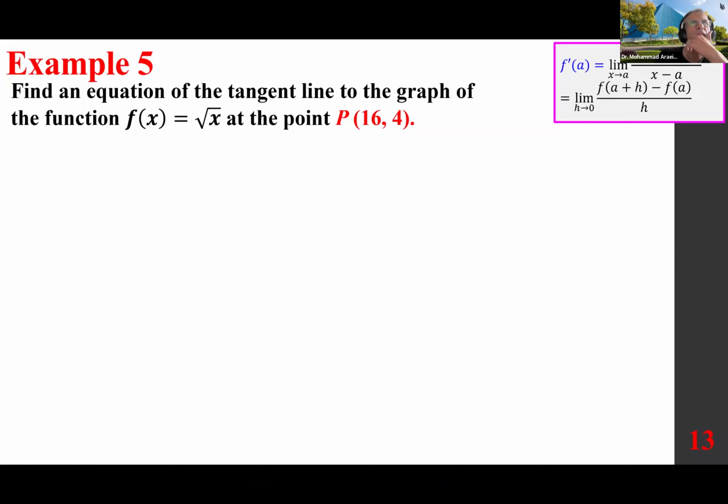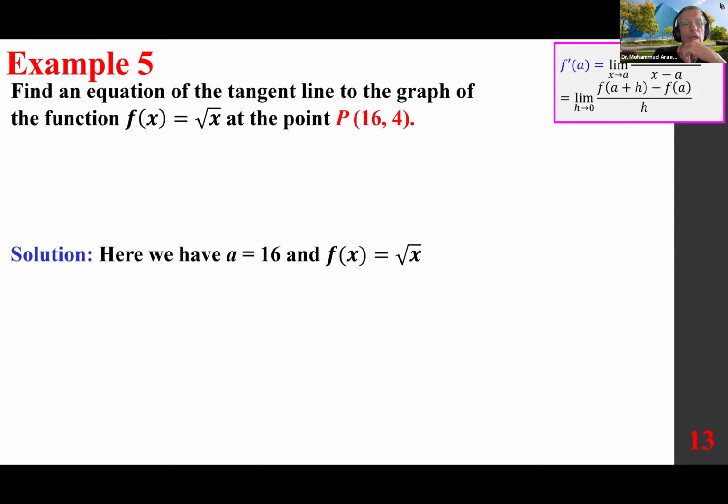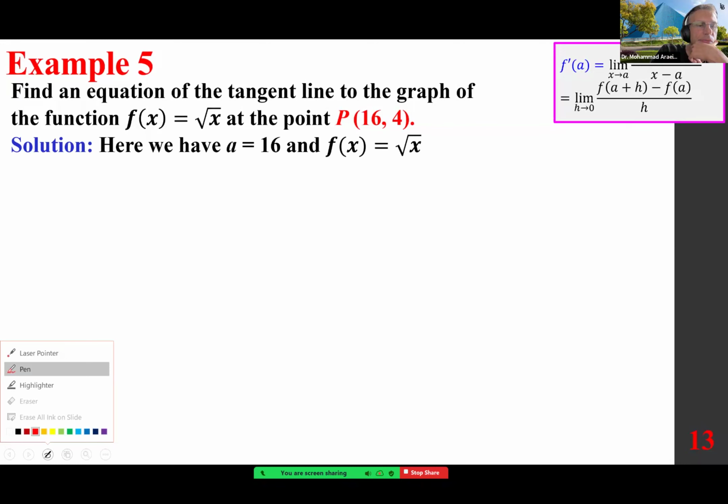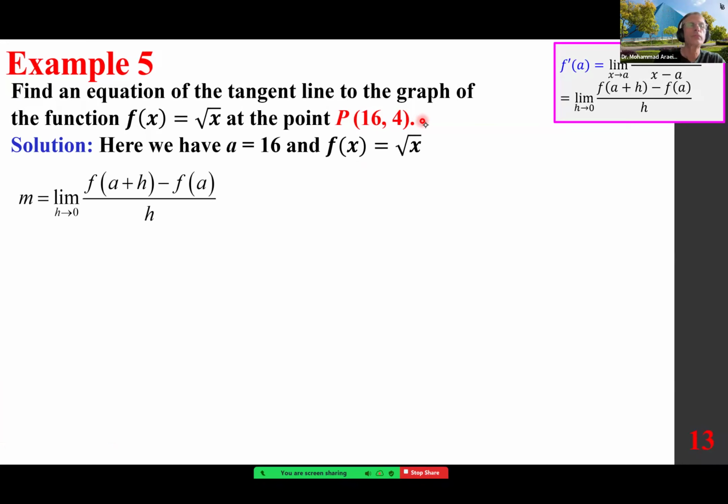All right, so we want to find this equation, and we need to know that a is 16 and f of x is the square root of x. So we are going to need two things. We need a point which is given and the slope which we find through one of these formulas. m is equal to the limit of f of a plus h minus f of a over h as h approaches 0, and a is 16. f of 16 plus h, plug it into this, and minus f of 16.